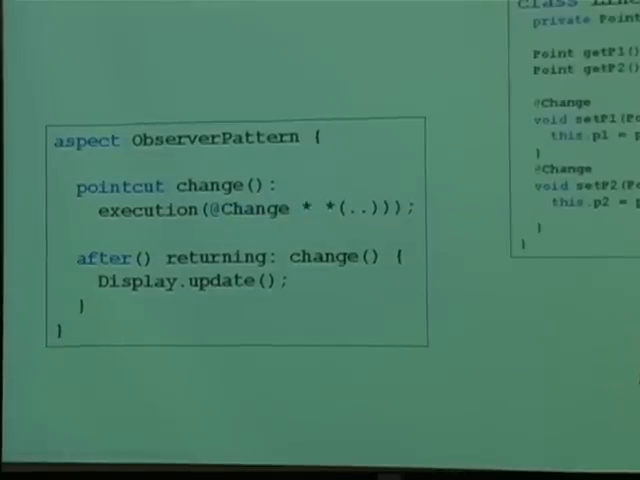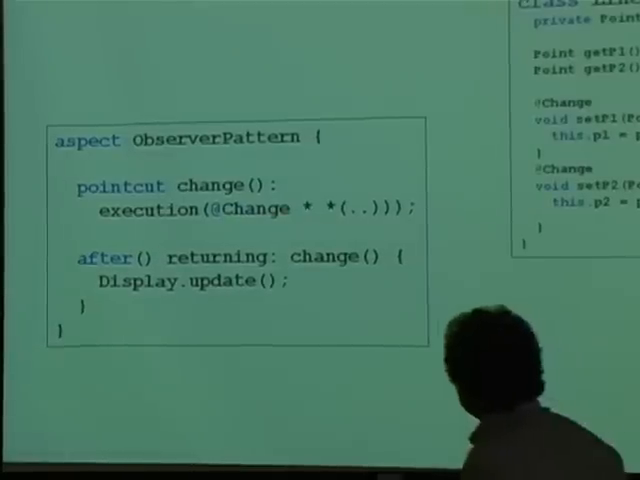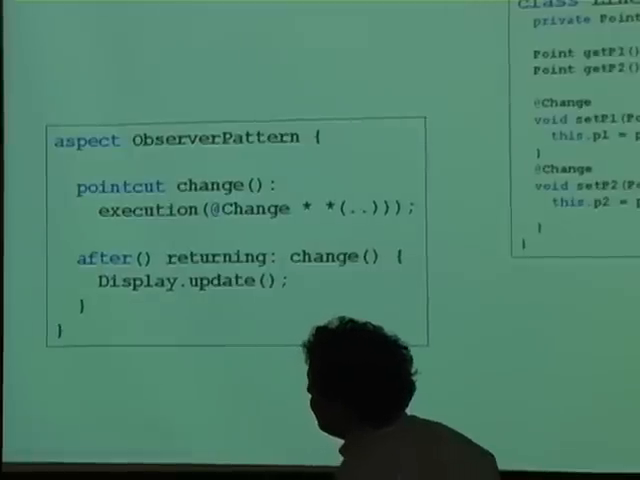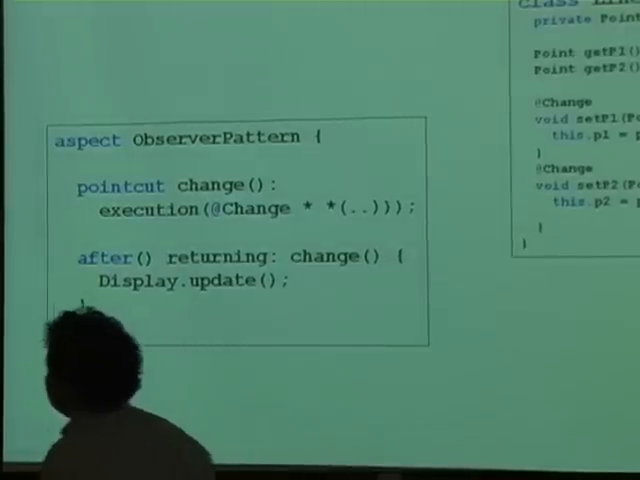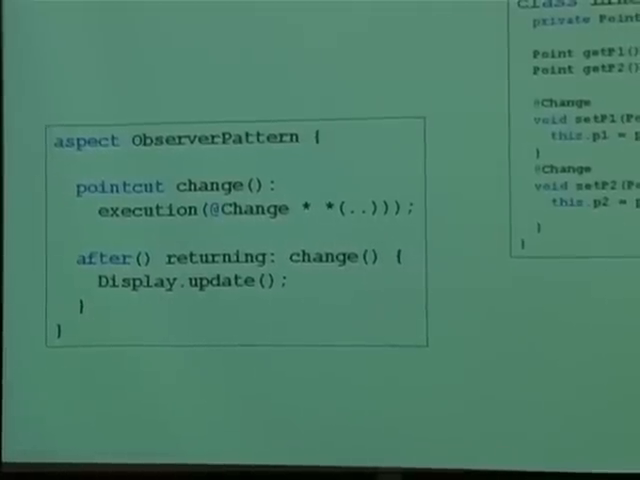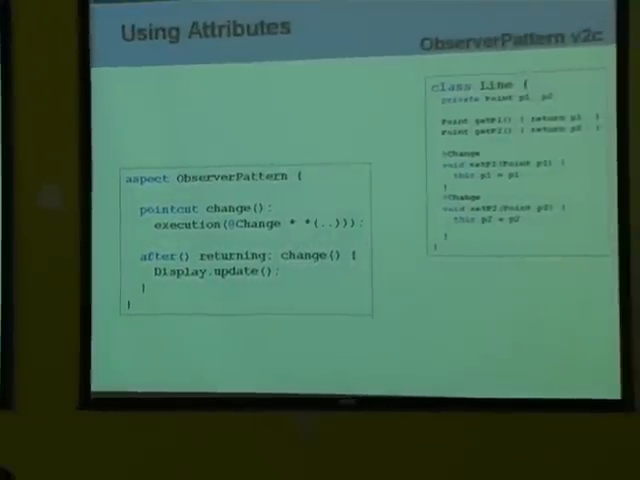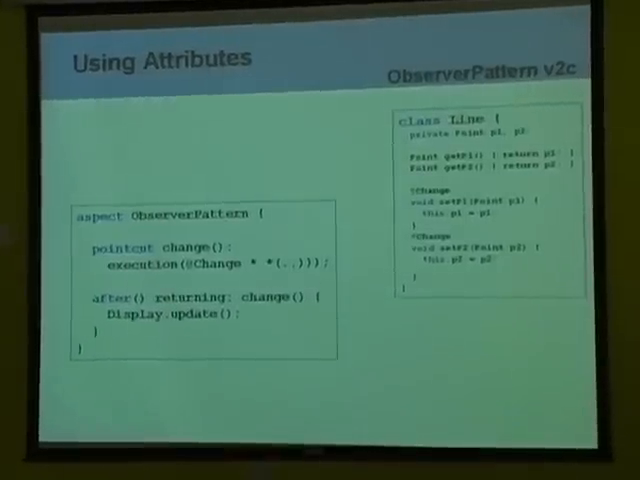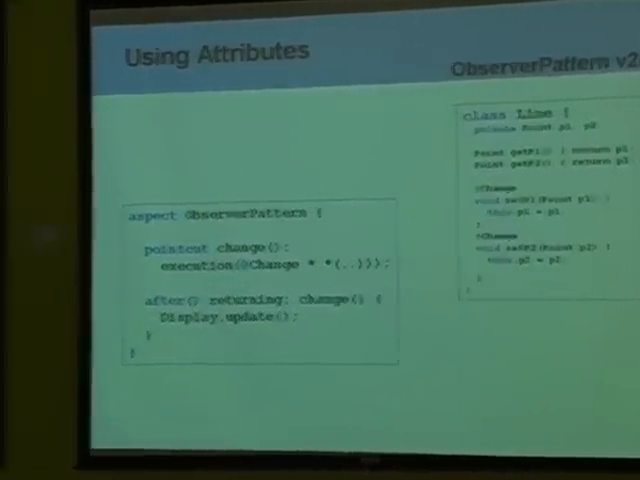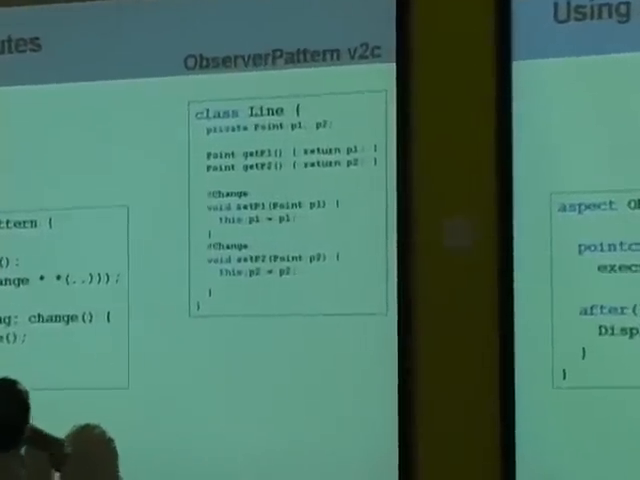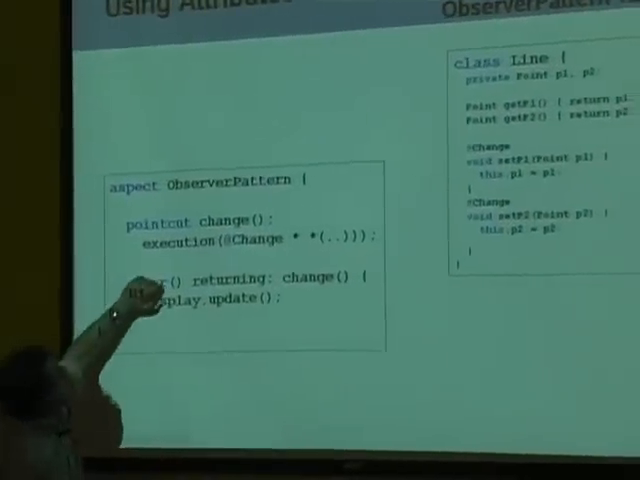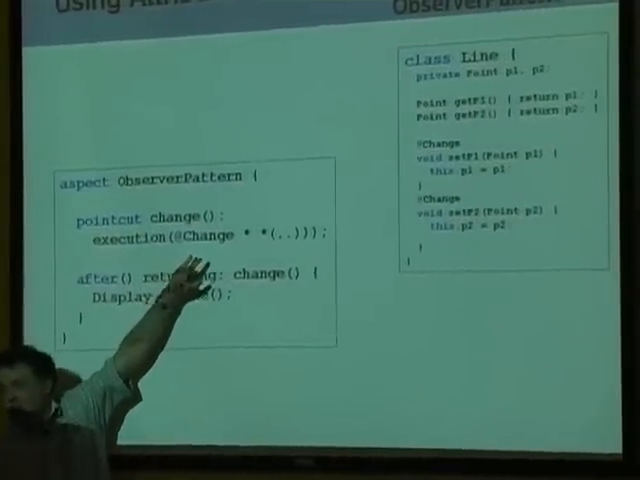Here's the attribute question. Who was that? That was yours. So now that C# and Java have reinvented syntactic flexibility, you could also do this with annotations. You could tag these things as changes, and then your pointcut would get to be simpler. Your pointcut would just be: anything that's tagged with a change, do this.